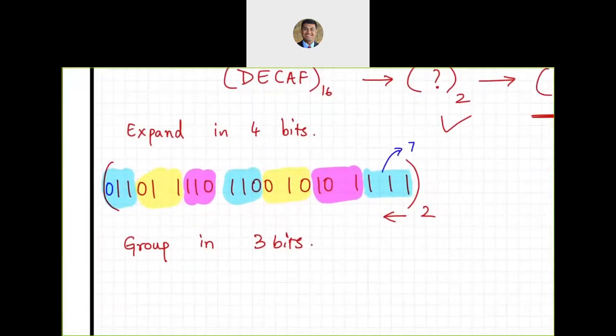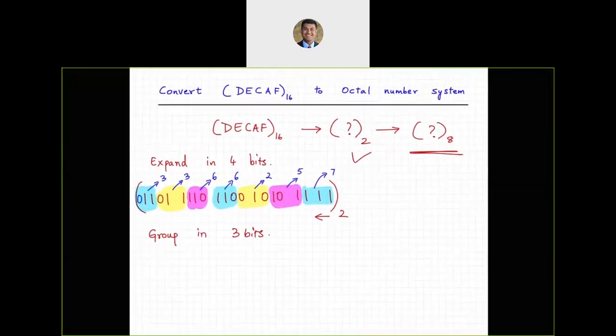This is 7, 5, 2, 6, 6, 3, 3. I'm essentially converting each of those binary numbers into decimal numbers. That's exactly what I did. 111 in binary is 7 in the octal number system, and so on. So my answer here will be what? My answer will be 3366257 in octal number system.